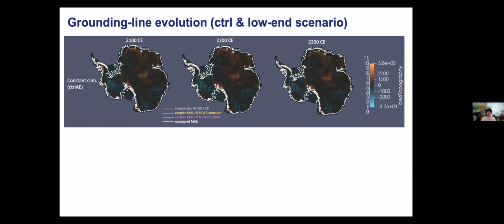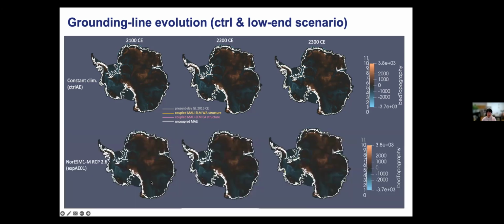And if you look at the grounding line evolution in the lower control and low-end scenarios, this is showing the constant climate control run, grounding lines at 2100, 2200, and 2300. It's really hard to see, but these different color schemes represent grounding line evolution from different model simulations, and the bedrock topography is also here. There isn't much difference, so you can't really see what's happening, but this is just to point out that when you don't have much happening in the first place, there isn't grounding line retreat in West Antarctica even in the uncoupled simulation, so there isn't much for GRD effects to kick in on. In both of the scenarios, there is a relatively strong, stable grounding line.